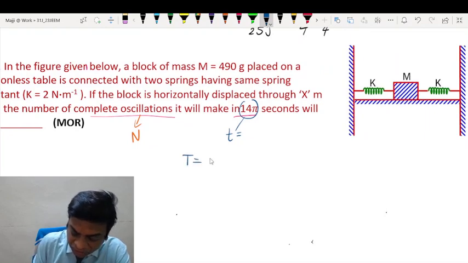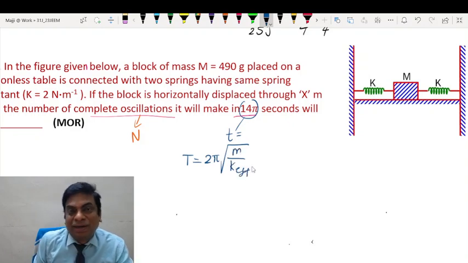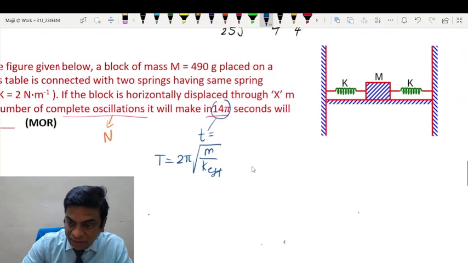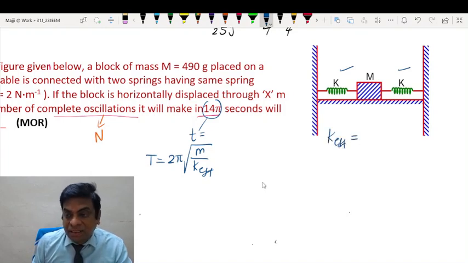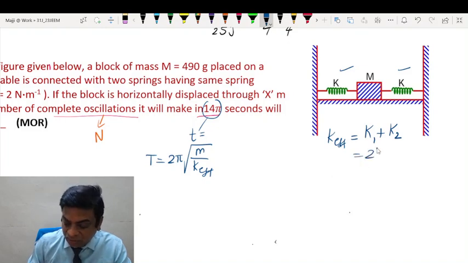And the period of oscillation for a block connected with two or more springs, you can always use this formula: 2 pi under root m by k effective. Here you can see this resembles a parallel combination. Both the springs are connected in such a way that they resemble a parallel combination. In a parallel combination, the effective k can be calculated as k1 plus k2. So just add them, you have 2k.